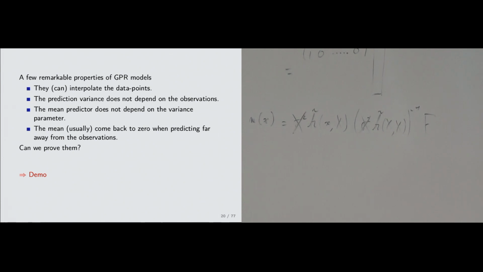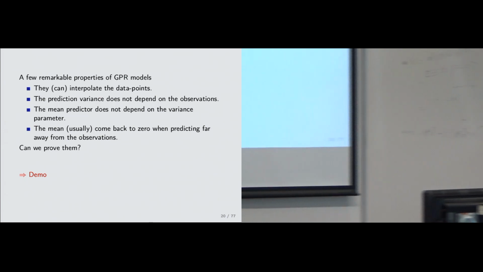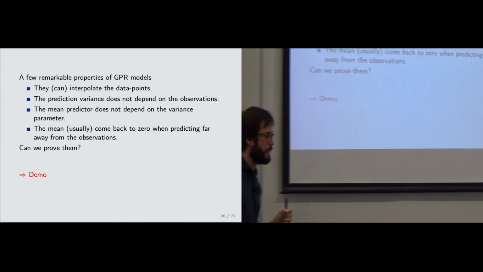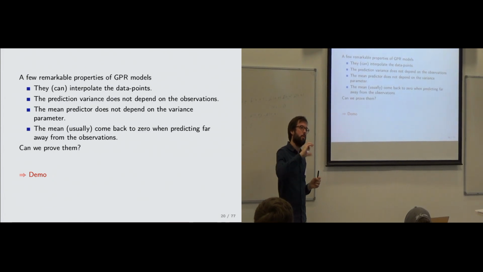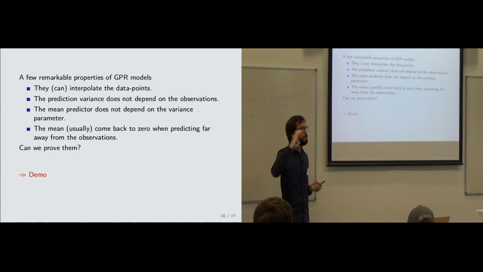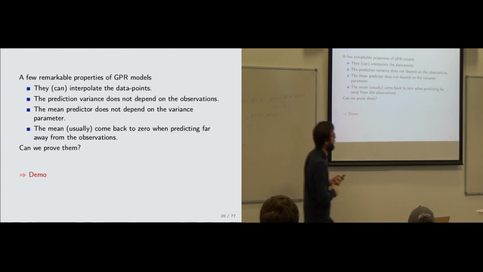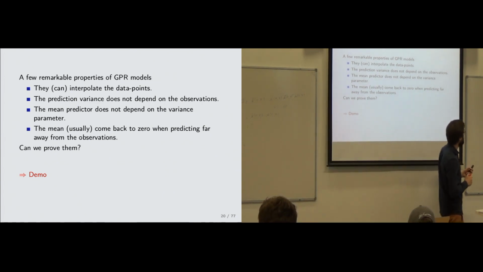So yeah, the mean predictor does not depend on the variance parameter. And the last thing is that they usually come back to 0 when we are predicting far away from the observations. Or the distribution of the GP comes back to the prior distribution when you are far away from the observations. And this is something you can see in here.